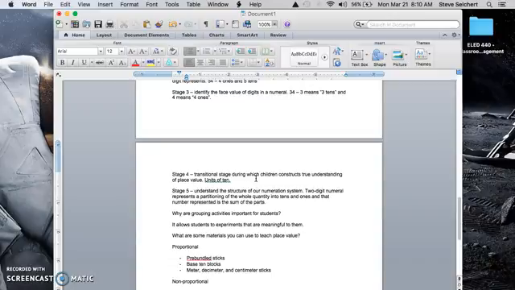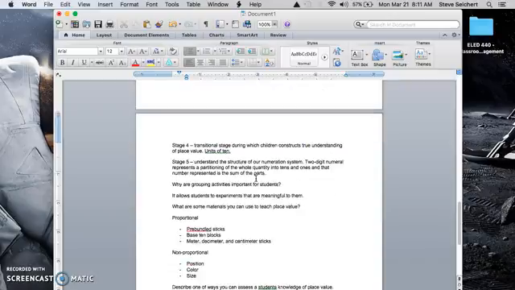So a two-digit numeral represents a partitioning of a whole quantity into tens and ones, that number represented as the sum of its parts. So really all that's just saying is they know what each number represents. If it's a two-digit number, they get the concept of how many tens there are and how many ones there are, and they'd be able to describe it to you.